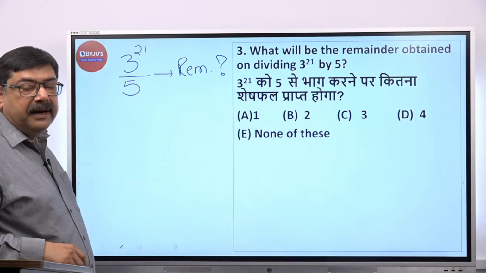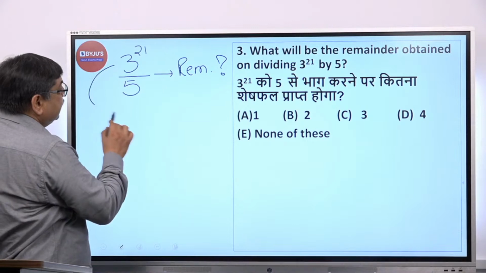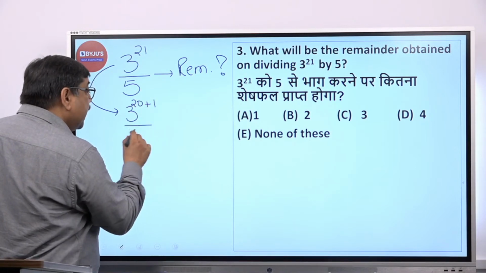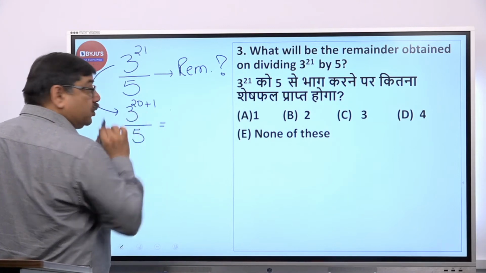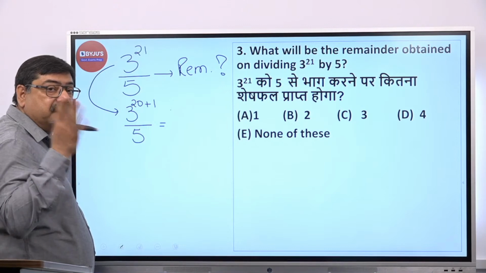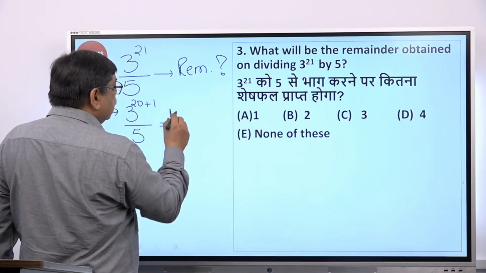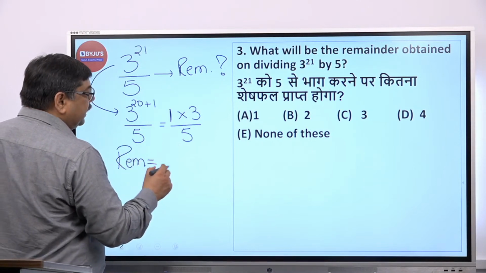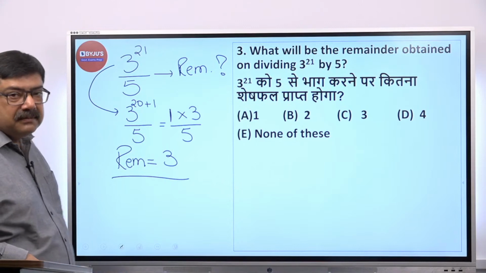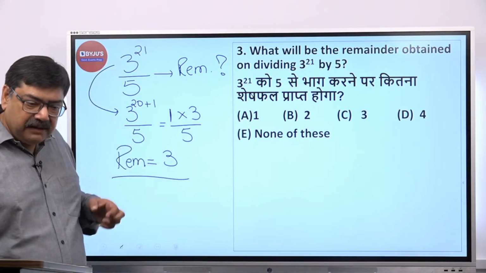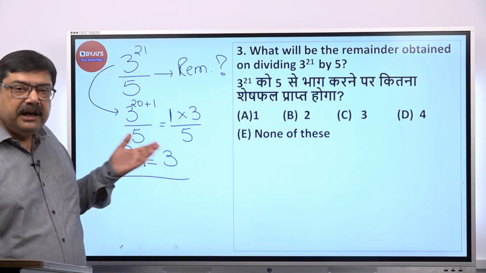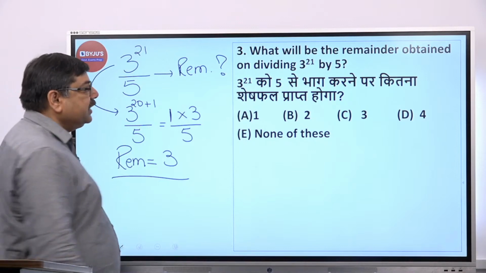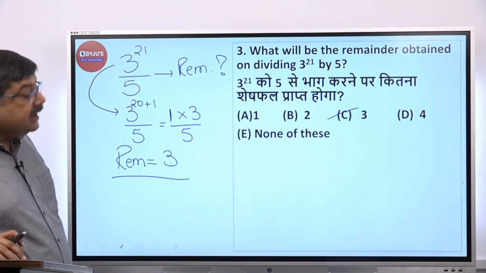Again, who's going to divide 3 raised to 21? So what I'm going to do is, 3 raised to 21 has a cyclicity of 4. So it will become 3 raised to 20 plus 1, divided by 5. What is 3 raised to 20? The cyclicity is 4, so it ends in 1. Then 3 raised to 1 gives you 3, divided by 5. So 3 when divided by 5, the remainder obtained will be 3 only. If you divide 1 by 5, then 1 is the remainder. A number lesser than 5, if you divide by 5, that number itself is the remainder. So 3 divided by 5, remainder 3. 3 is not a number greater than 5. So you get choice C as the answer.